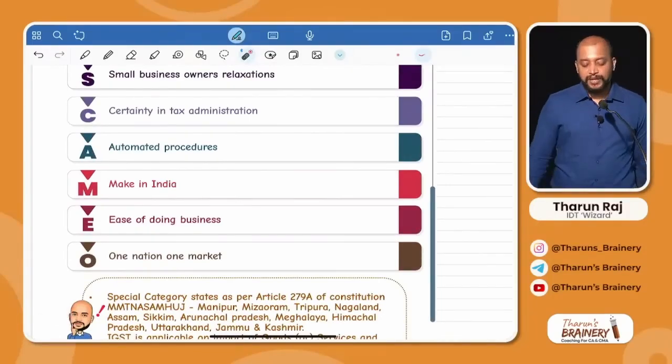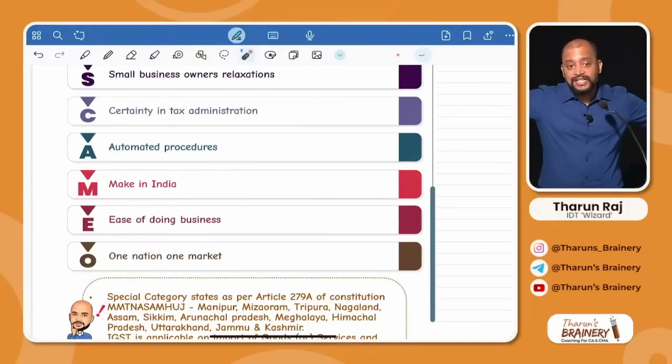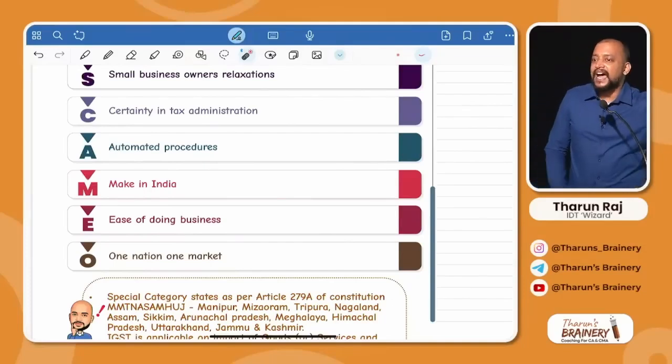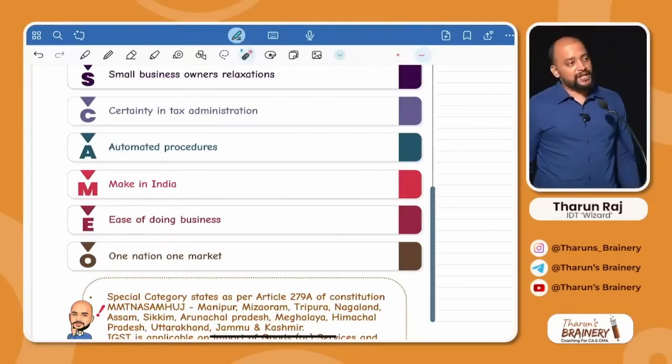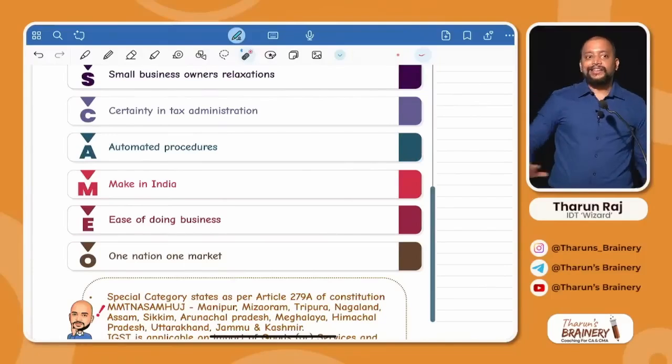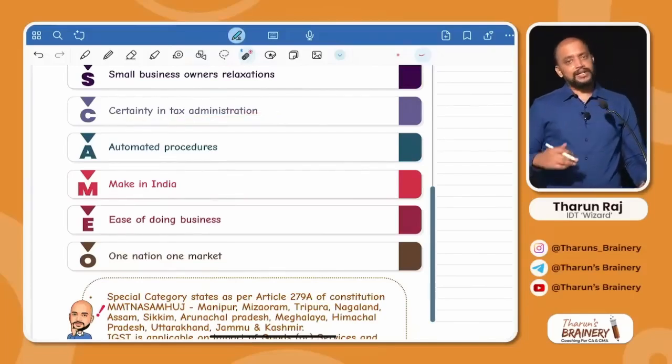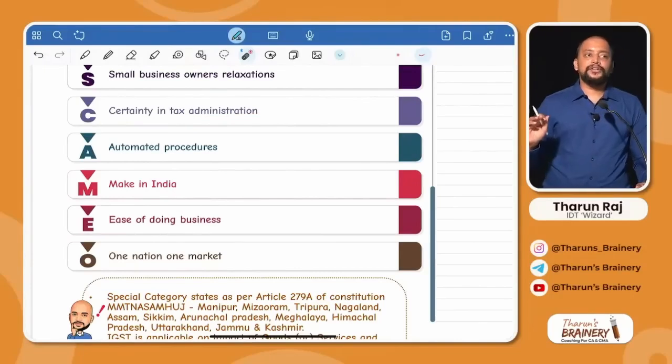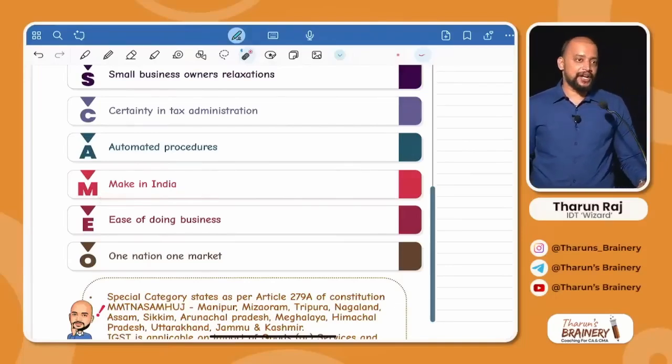I will agree with this statement because what happened previously, if I am having business in 4-5 states, for different states I need to follow different tax treatments because state wise we had VAT law that used to change, but now almost everywhere the compliance will be same. There is no change in that. That is certainty in tax administration. And automated procedures. Yes, with the advent of GST network, everything becomes automated. We don't have to do anything manually. And Make in India initiative.